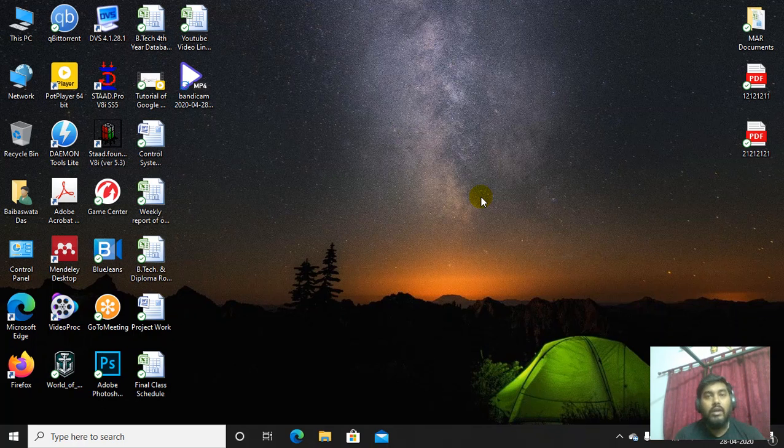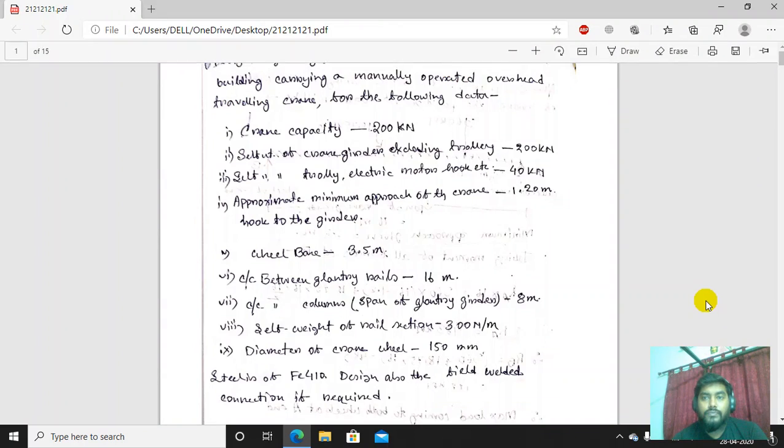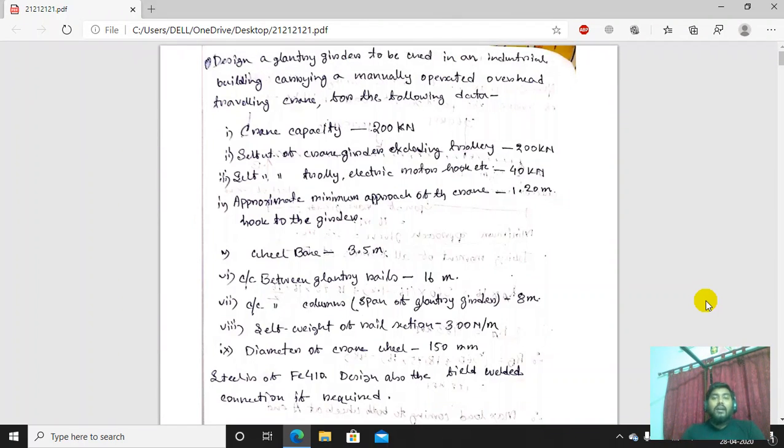We learned about that. So today we will be applying the design procedure because we will be designing a Gantry Girder problem. Okay, so let us start our lecture with the Gantry Girder problem. Our problem states: design a Gantry Girder to be used in an industrial building carrying a manually operated overhead traveling crane.